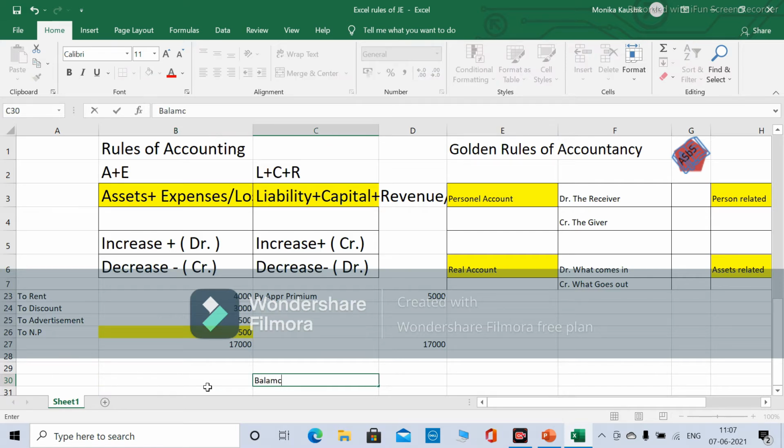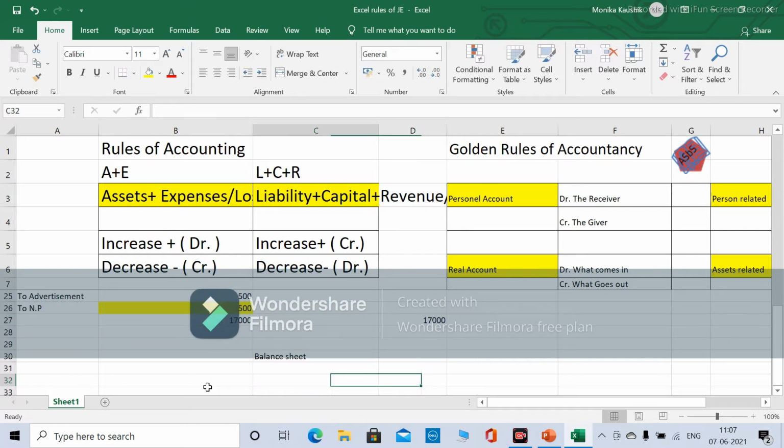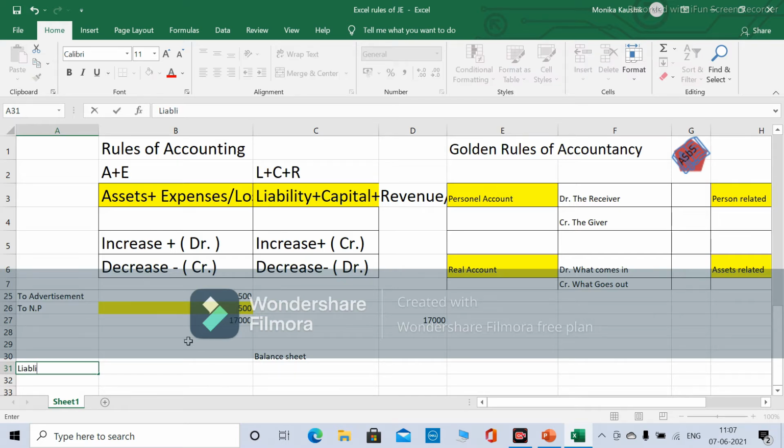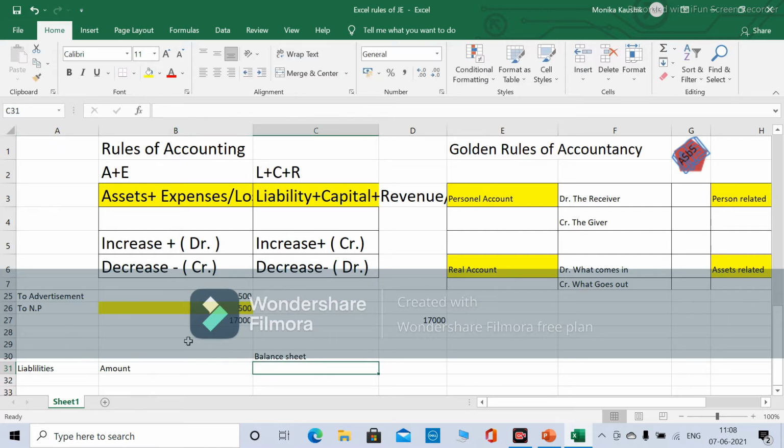So let's prepare the balance sheet. In the balance sheet, this side would be the credit side, where I'll have to mention all the liabilities, and this side will be my debit side. All the assets will be considered here. So let's start.